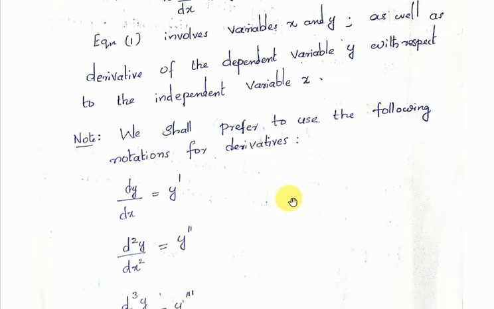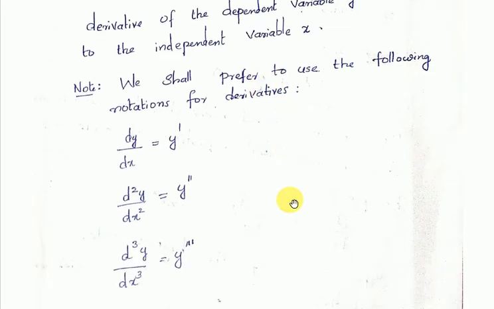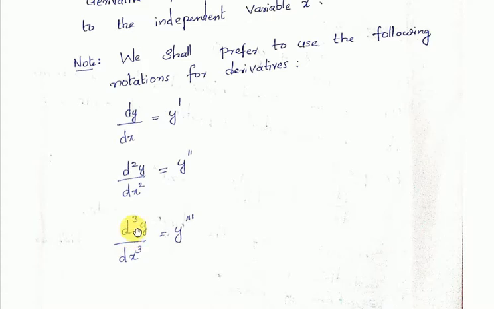Next, we can see some notations for the derivatives. First one, dy by dx, is the derivative of y with respect to x. Notation y dash. d square y by dx square: first we find the derivative of y with respect to x, and again we find the derivative, that is d square y by dx square. It represents the notation y double dash. Next is d cube y by dx cube. Its notation is y triple dash.